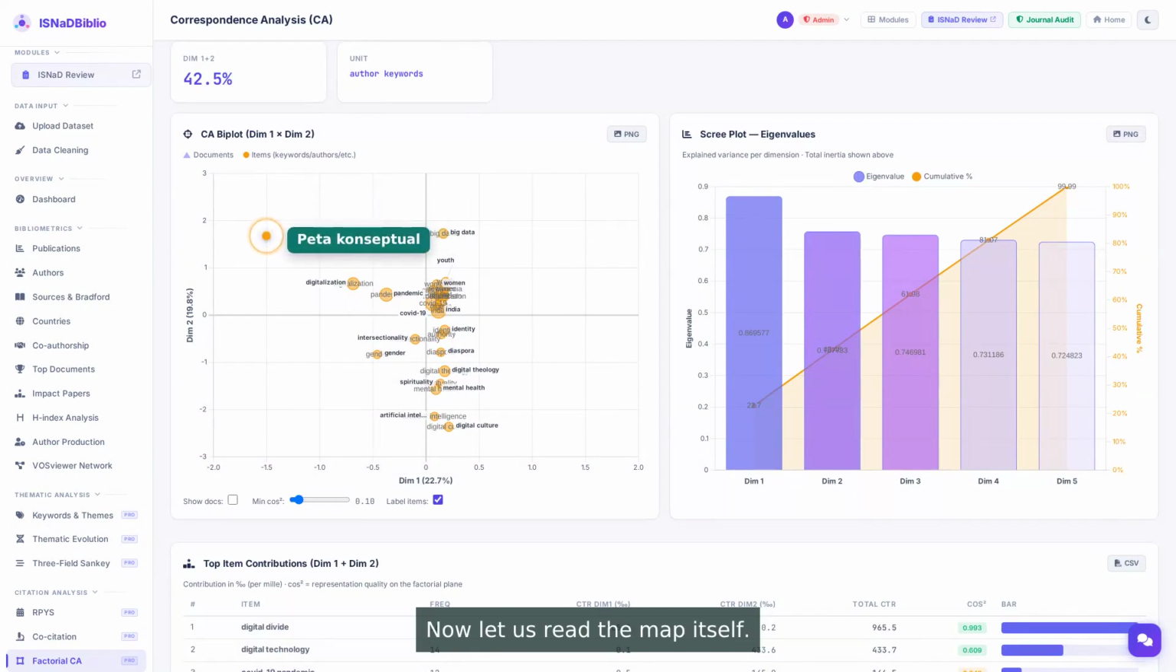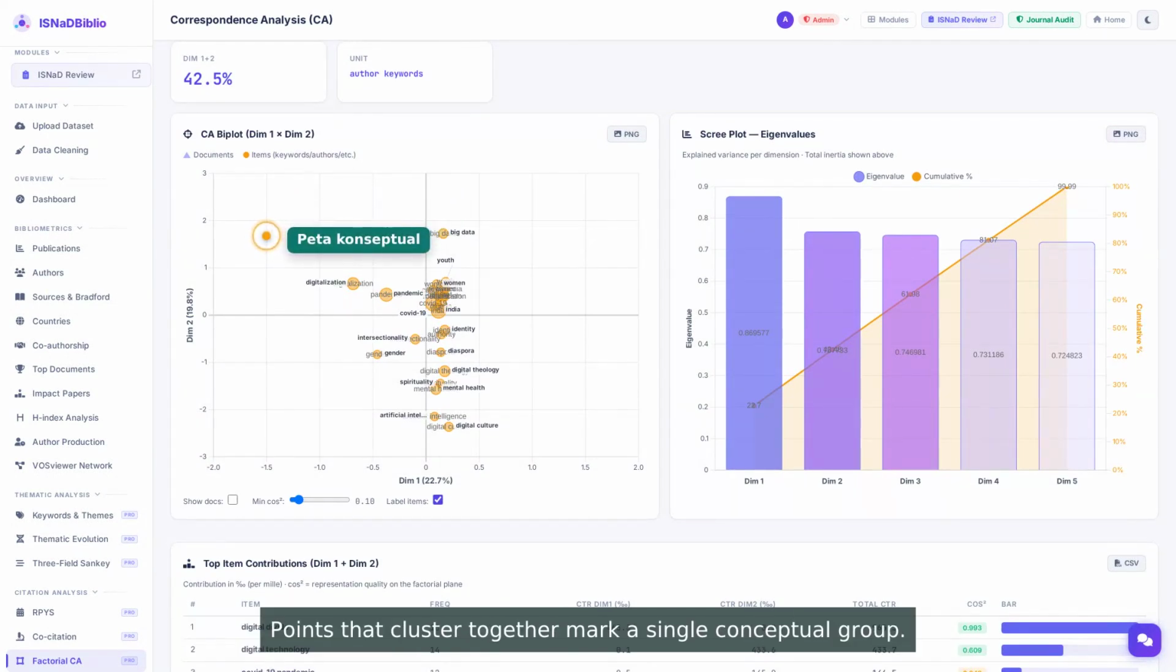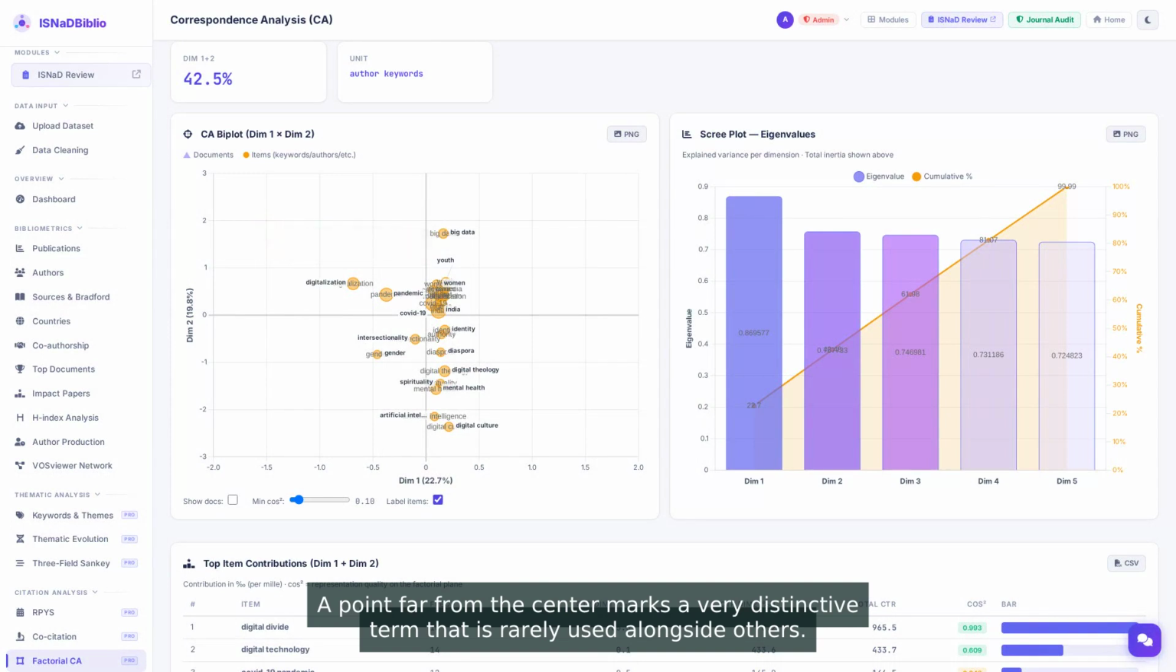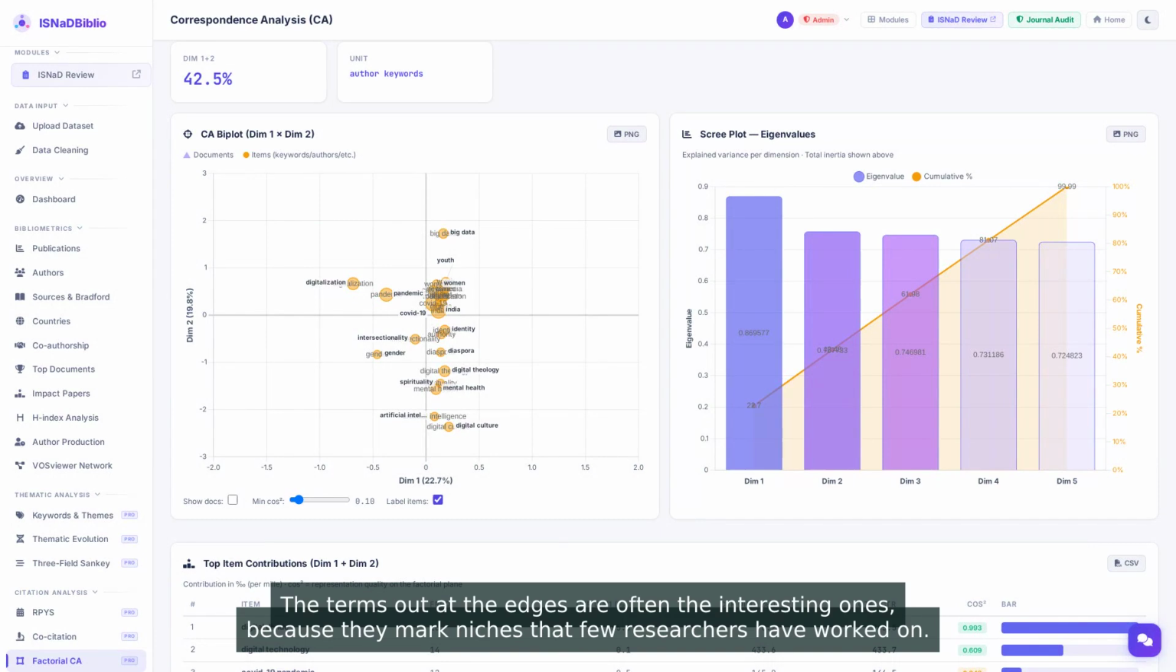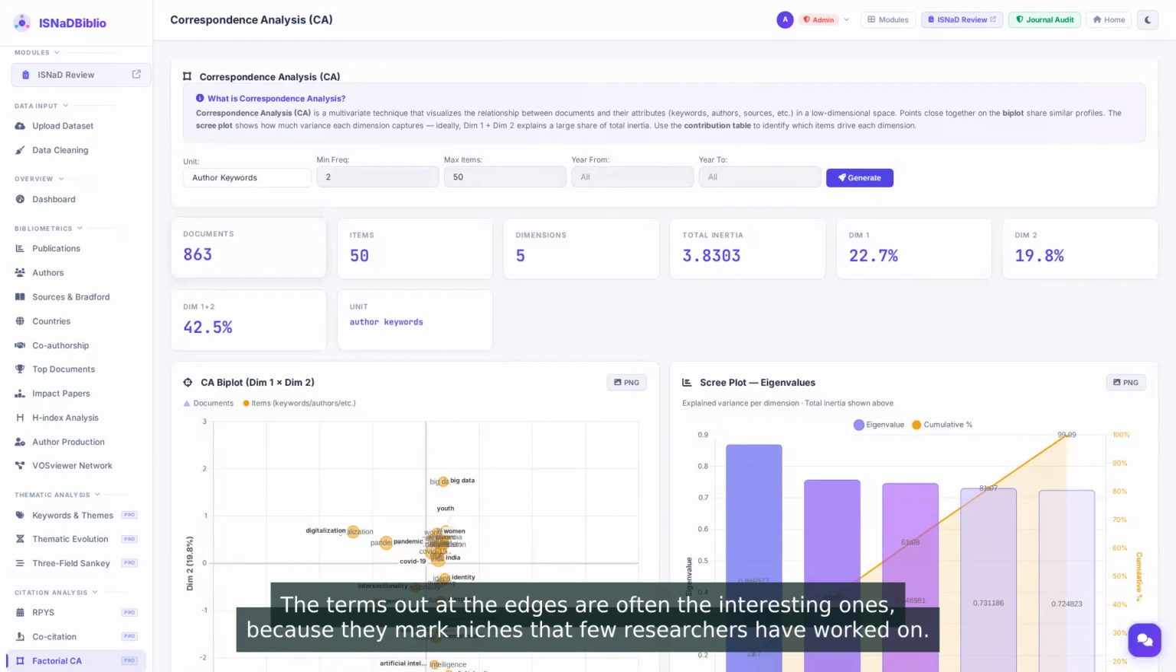Now, let us read the map itself. Points that cluster together mark a single conceptual group. A point far from the center marks a very distinctive term that is rarely used alongside others. A point near the center is usually a general term that almost every article uses. The terms out at the edges are often the interesting ones because they mark niches that few researchers have worked on.